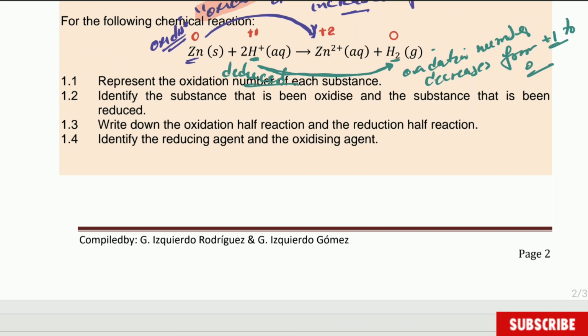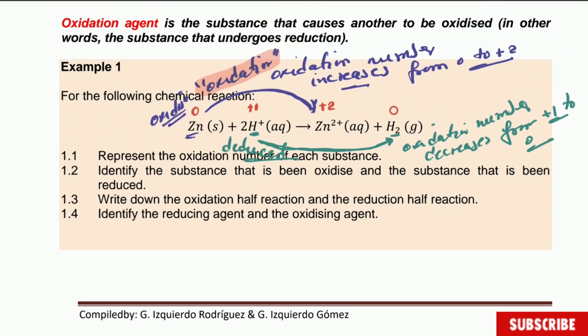And to finalize, identify the reducing agent and the oxidizing agent. Quite simple. Whatever is being oxidized, which in this case is the zinc, is going to be the reducing agent. Zinc is the reducing agent because it's been oxidized. It is the one responsible for hydrogen to be reduced. That is why it's the reducing agent.